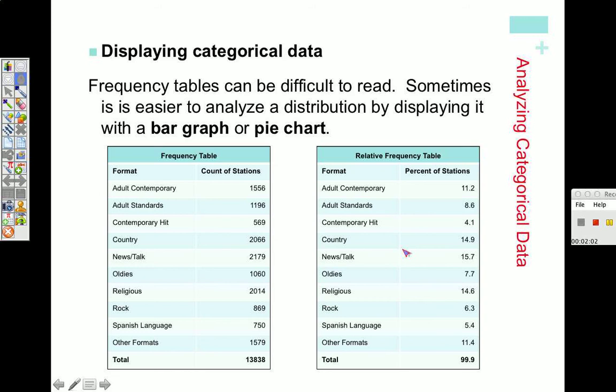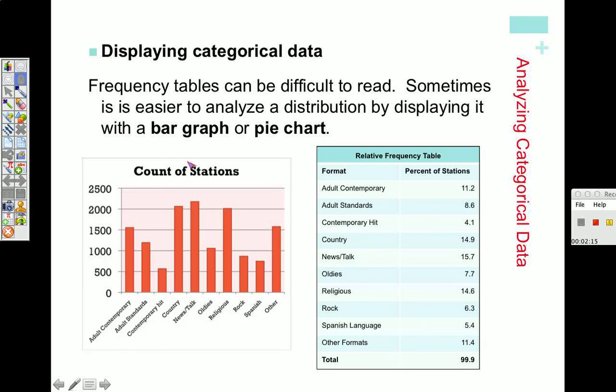So the way we display categorical data, instead of a table, sometimes it's real nice to use a picture to show our stuff. For a frequency table, we usually use a bar graph. Bar graphs are used for categorical data. The bars do not touch, and each bar represents a different one of the categories. The height is the frequency. It's the count of how many things fit into that category.